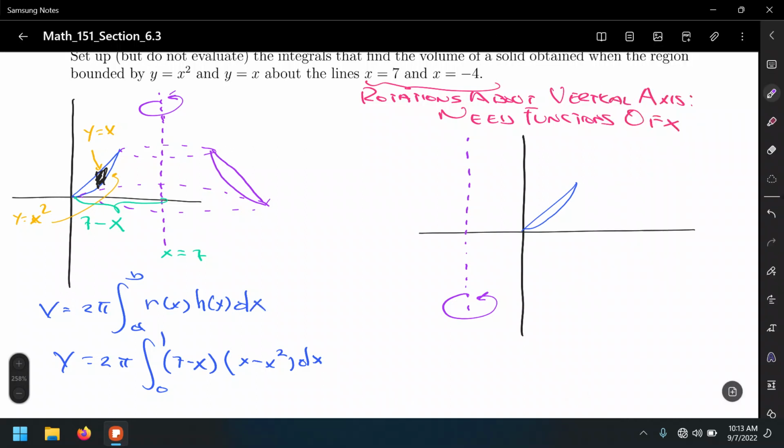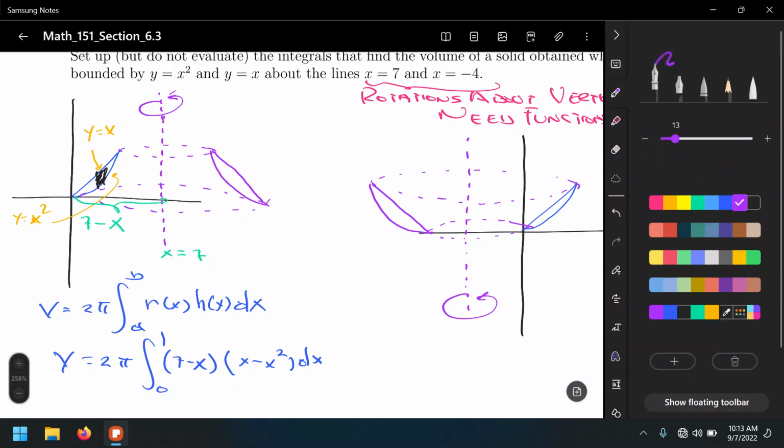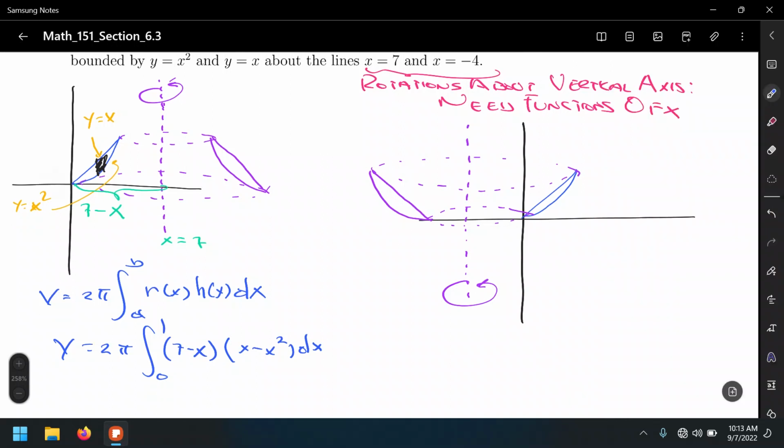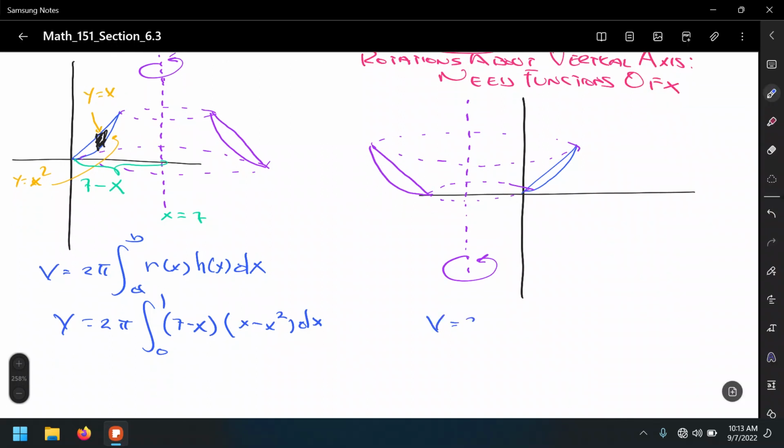And so when we rotate this, we should get the following. Again, let's try and make this look like a solid. I know it's not easy to make this look solid. Hopefully we get the picture in this case. Well, so in this case, let's describe the r of x and then the h of x. So let's write down the formula. V equals pi integral from a to b, r of x, h of x, dx. Okay?